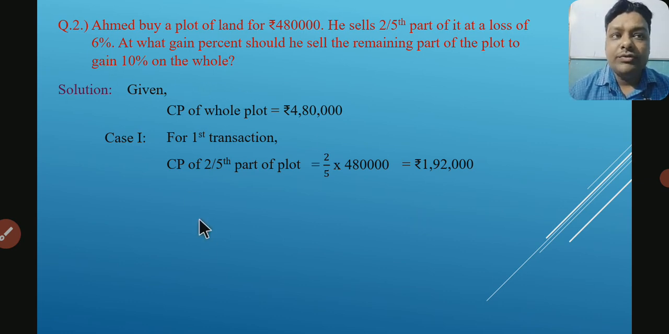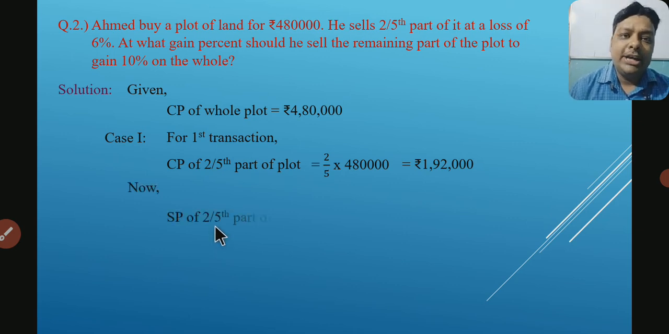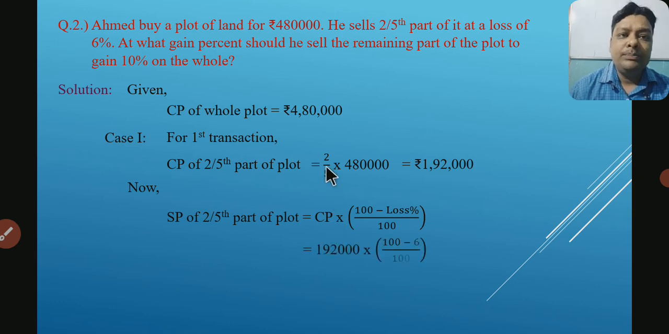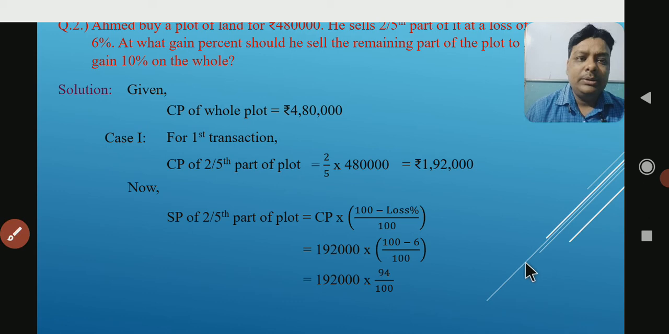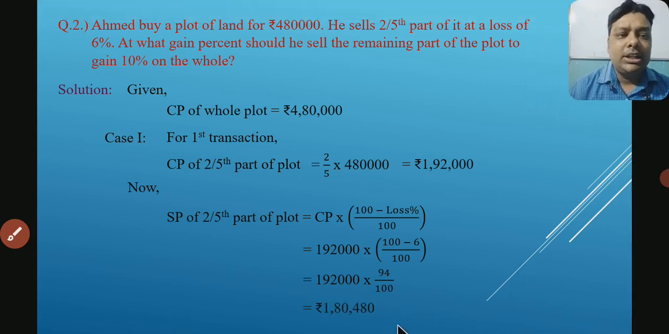So we can say SP of 2/5 part of the plot is CP into 100 minus loss percent by 100. So CP 1,92,000, 100 minus loss 6%, so it will be 1,92,000 into 94 by 100. The zeros will cancel, so now we have to multiply 1,920 into 94. It will be rupees 1,80,480. It means he has sold the 2/5 part of the plot for rupees 1,80,480, but he purchased it for 1,92,000. Clearly it is a loss, and he has to recover it.